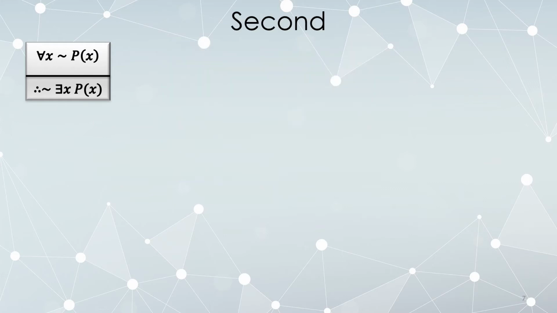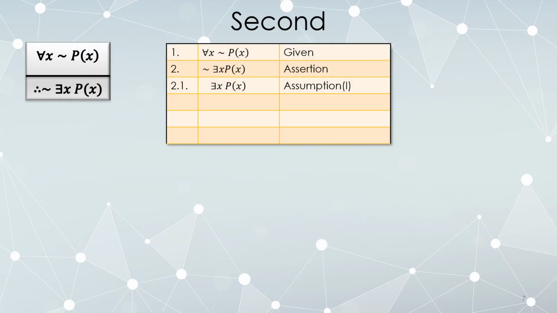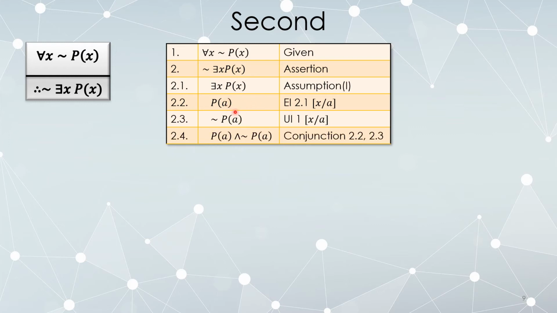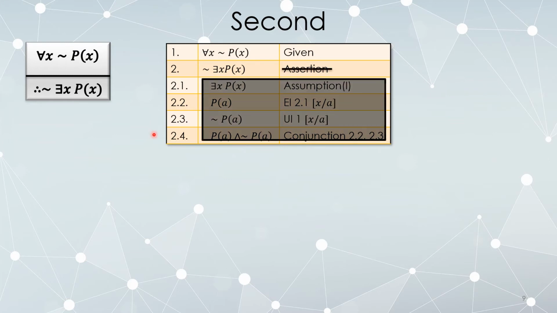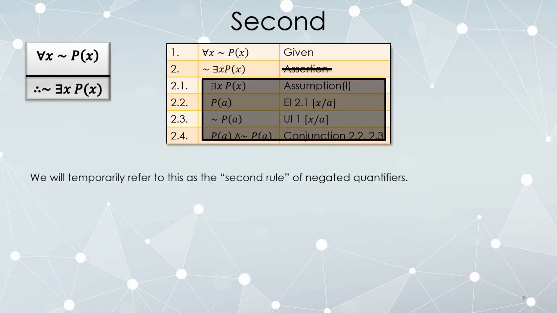So let's go ahead and try to prove the second rule. Well, we've got a given, we make an assertion, we assume its negation. Okay. I've got a universally quantified thing about p being false and an existentially quantified thing about p being true. So I'm going to instantiate both of them, and I do the existential one first, and I use the same variable for both so that I can generate a contradiction justifying that assertion. And for now, we're going to call this the second rule of negating quantifiers.